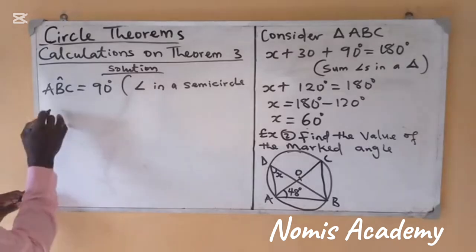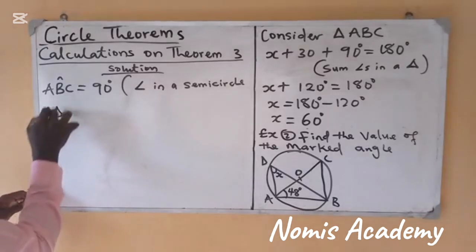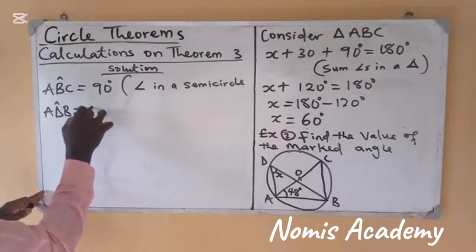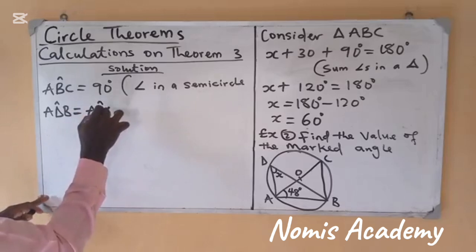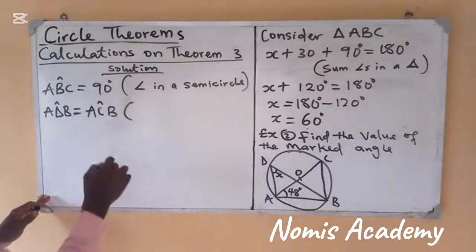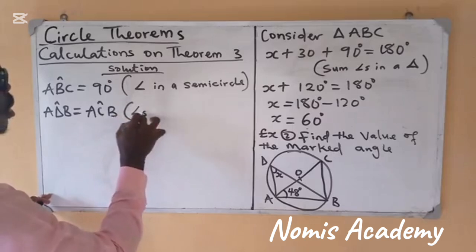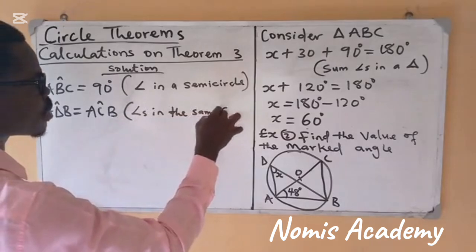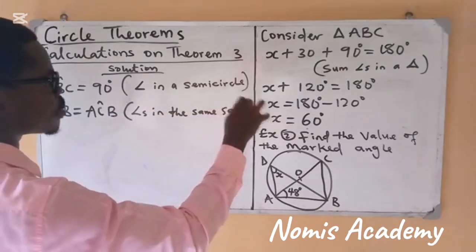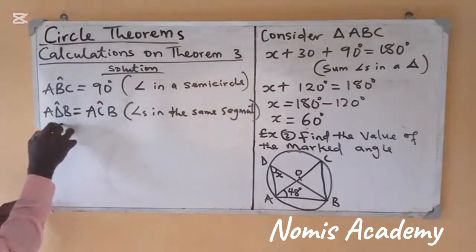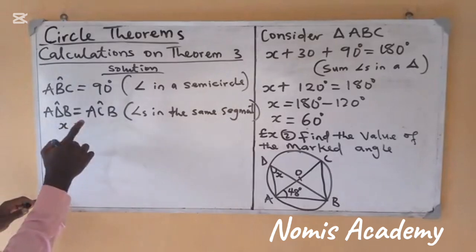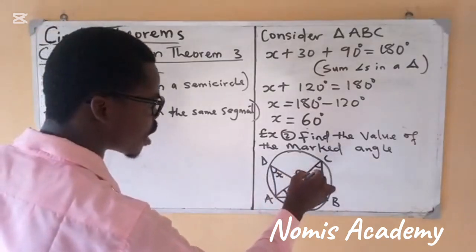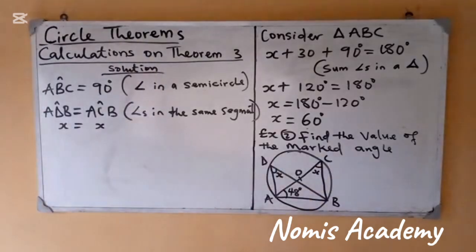And then we can also say that angle ADB is equal to angle ACB. And then we also state that angles in the same segment, meaning that x is equal to x as well. So we can also say that this particular angle is x. So that angle is also x.